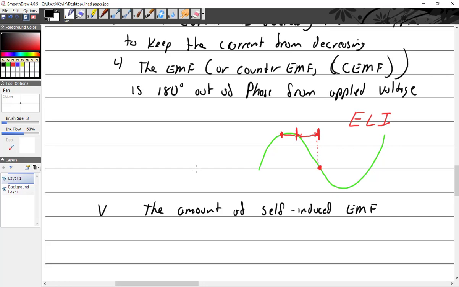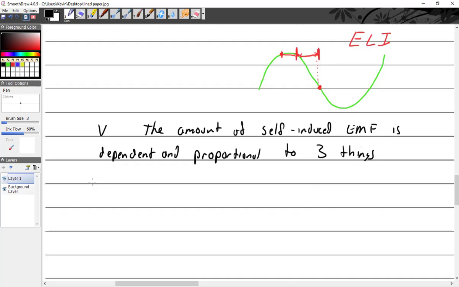So the amount of self-induced EMF is dependent and proportional to 3 things. And Tim is going to tell us what those 3 things are. Tim, go. What? What was not one of them, but good try. Frequency.